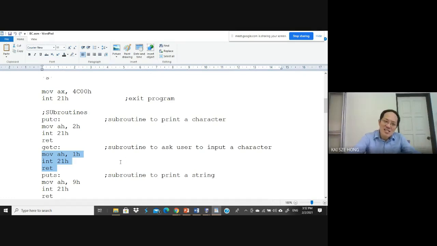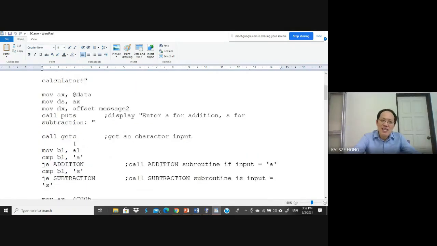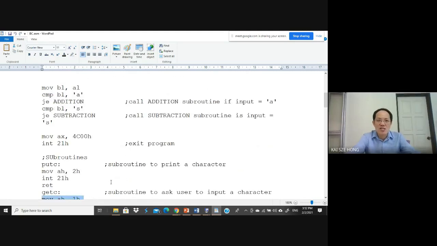Okay, after that, what do they do? After that, they call get C. Then they move BL, getting the data from AL, then they compare BL with A. Jump if A: if you key in A, they will do the addition function. If comparing BL equals S, then they will jump equal to the subtraction function. After that, they will move AX 4C00H, interrupt 21H, which means they exit the program. So basically this is the assembly code that you can use to perform the integer calculation.